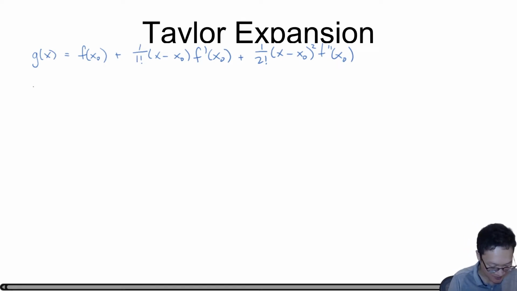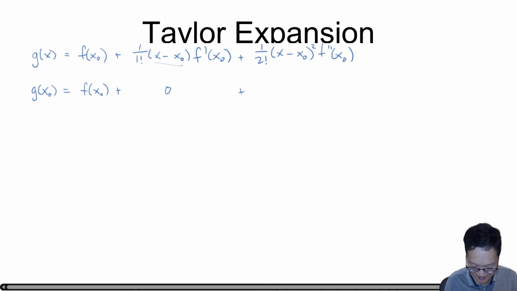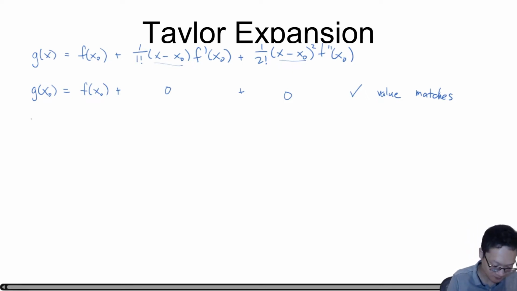Okay, so we're going to do three things. Let's check the function value. If we plug in x naught, we'll see that g of x naught would be equal to f of x naught plus 0, because we have x minus x naught here, and then plus 0 again, because we have x minus x naught. So the value matches. Now you can kind of see the purpose of this x minus x naught appearing in every term except for the first term.